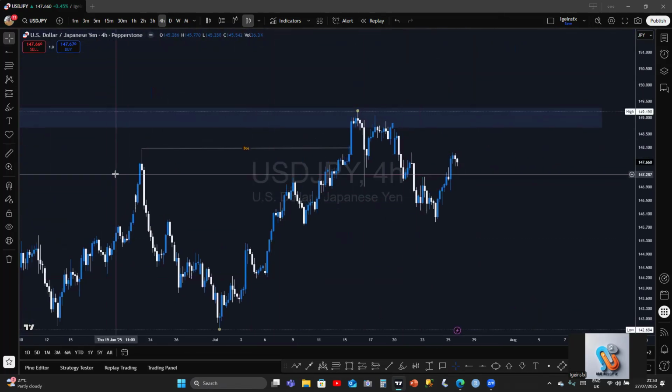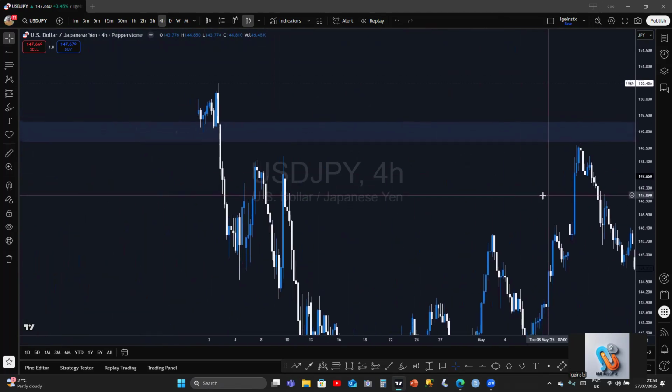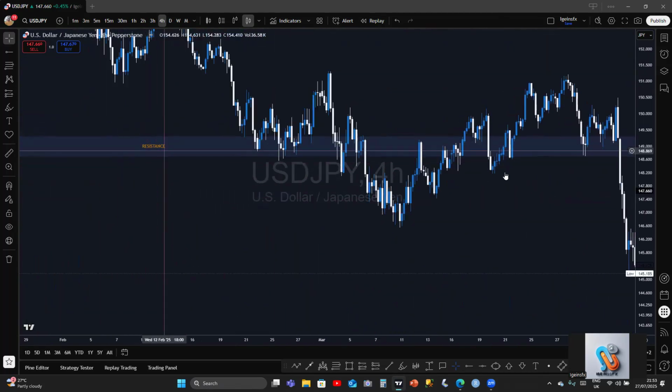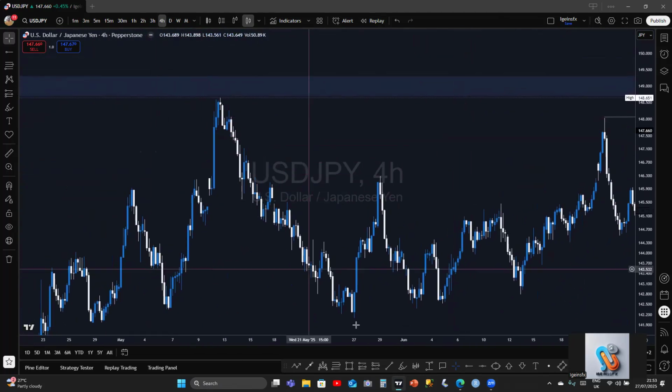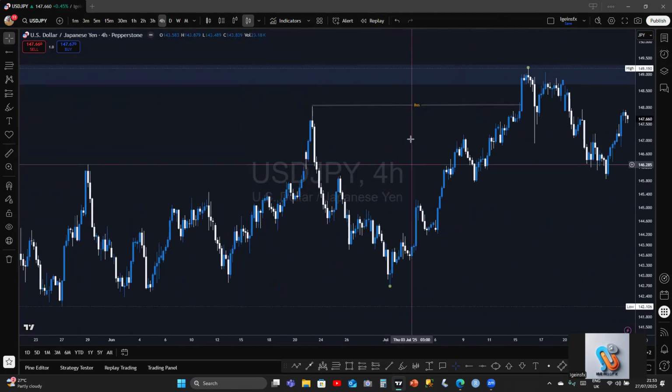This is a resistance level which we have marked on the higher time frame. You can see there's a resistance here that price is battling with. It got here, it dropped. It pushed again, it dropped here.